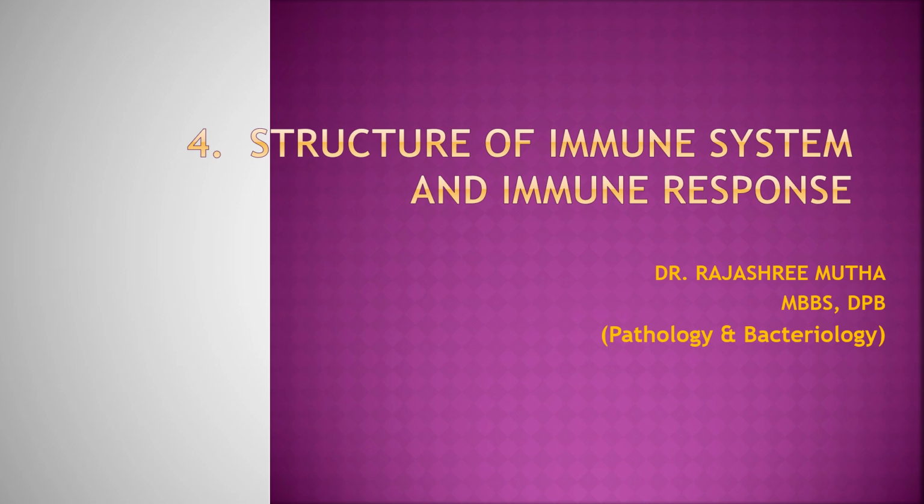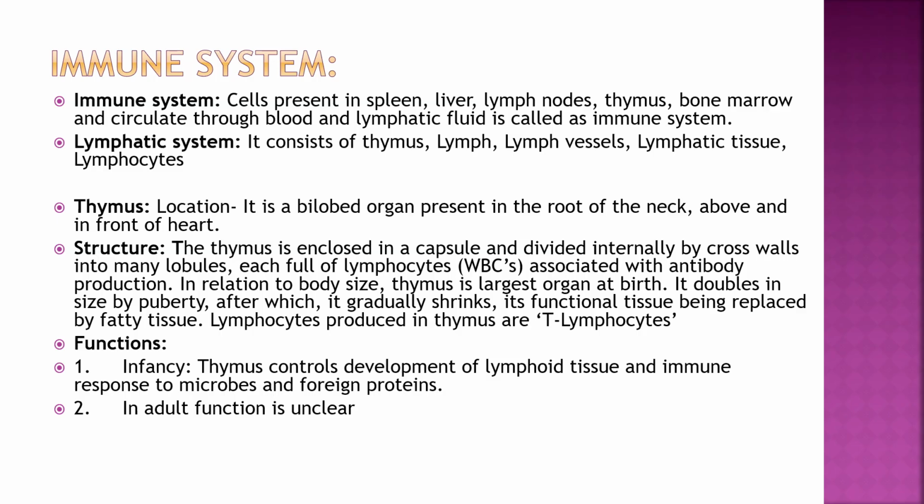Let's study the structure of the immune system and immune response. Immune system cells present in the spleen, liver, lymph nodes, thymus, bone marrow, and circulating through blood and lymphatic fluid are called the immune system. The lymphatic system consists of the thymus, lymph vessels, lymphatic tissue, and lymphocytes.